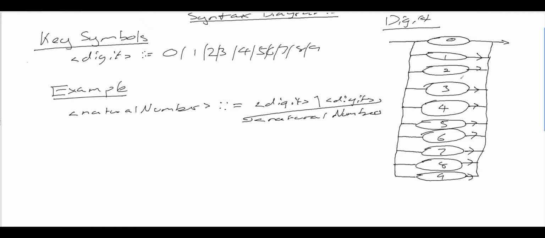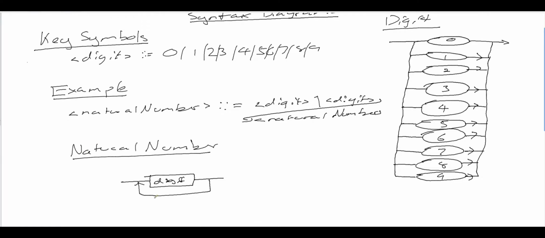Well, we've got the definition for a digit over here, so we can just do a syntax diagram for natural number and use our definition of digit that we've already got. So this syntax diagram here is defining a natural number. And what it's saying is that a natural number has to have at least one digit, because to get to the end of the diagram we have to go through the digit non-terminal element.